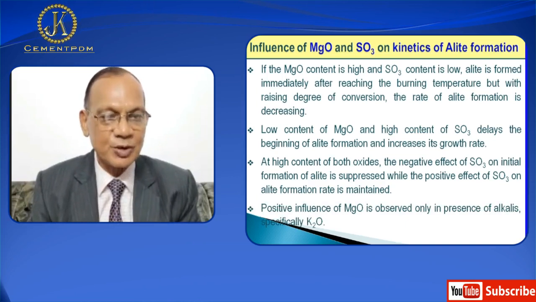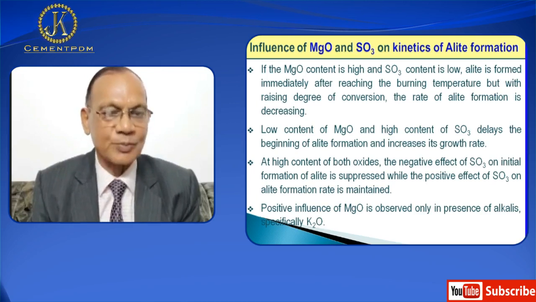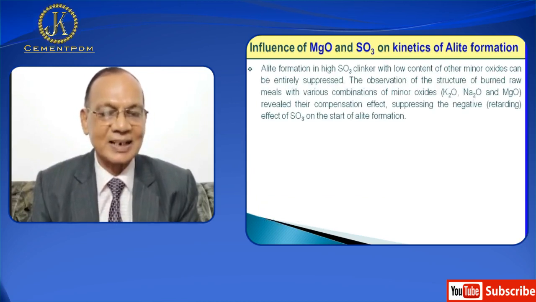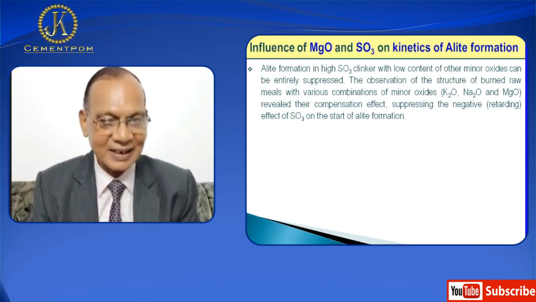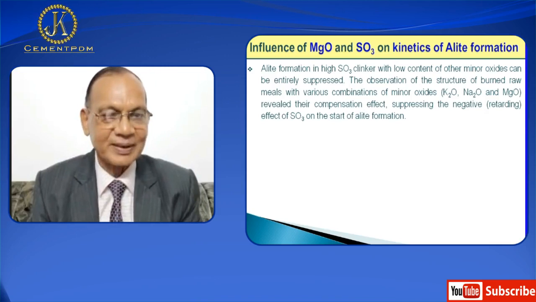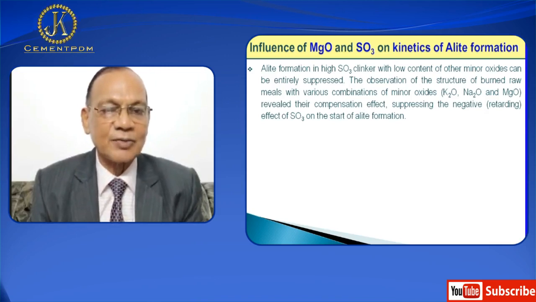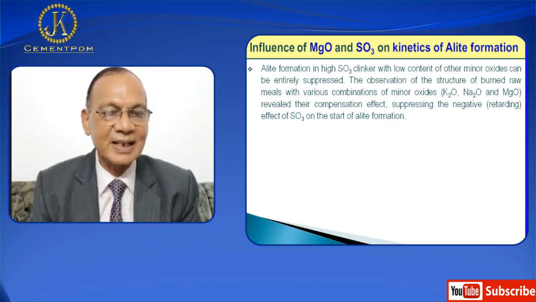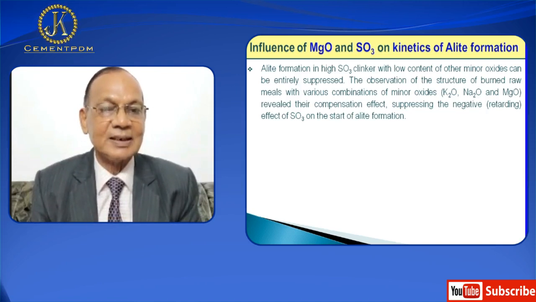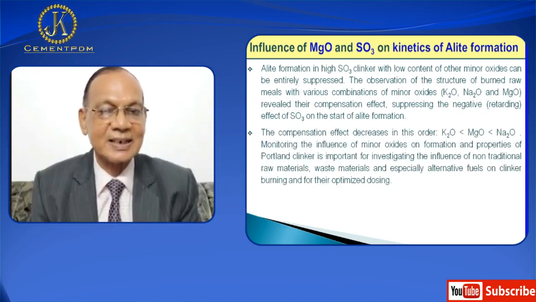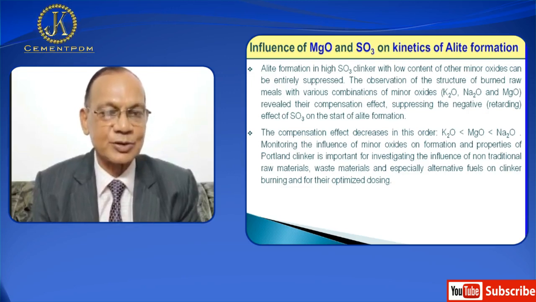Positive influence of MgO is observed only in presence of alkalis, specifically K2O. Alite formation in high SO3 clinker with low content of other minor oxides can be entirely suppressed. The observation of the structure of burnt raw meals with various combinations of minor oxides like K2O, Na2O and MgO reveals their compensation effect, suppressing the negative retarding effect of SO3 on the start of alite formation. The compensation effect decreases in the order K2O less than MgO less than Na2O.